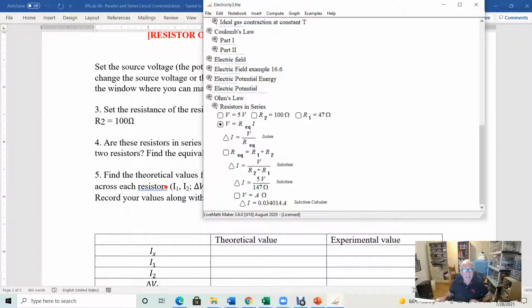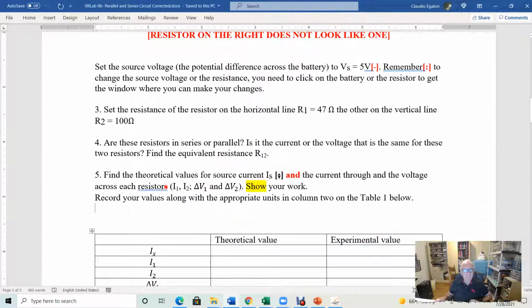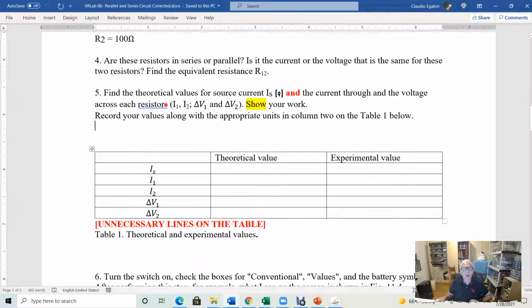So let's see if we got that. You go show your work, record your values along with the appropriate units in column 2. Oh yeah, here you go. So you gotta put this table together. Current source, then you gotta tell me the current through the first resistor, the current through the second resistor. You should know all those three values should be the same because the resistors are in series. What is not going to be the same is the voltage. We can calculate delta V1 and delta V2, but we can call it V1 and V2 as well.